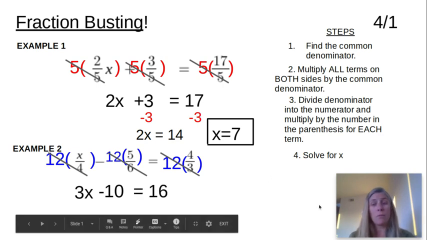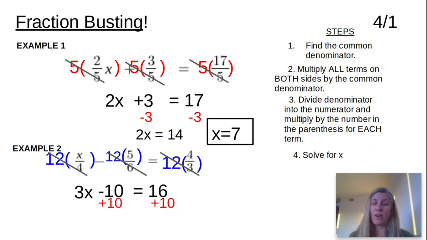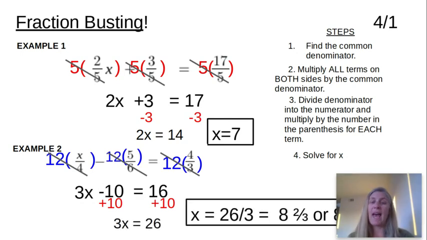So now it's just our normal equation. We're going to go ahead and add 10 to both sides of our equation. And then we have 3x equals 26. Divide both sides by 3. And x is equal to 26 thirds, or 8 2/3, or 8.66 for our final answer there.